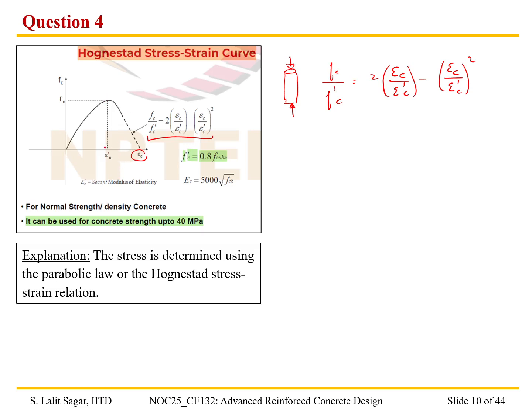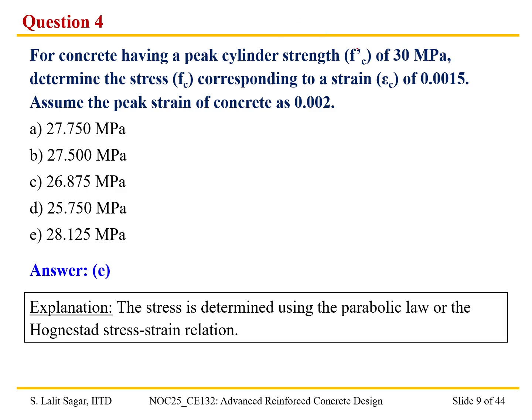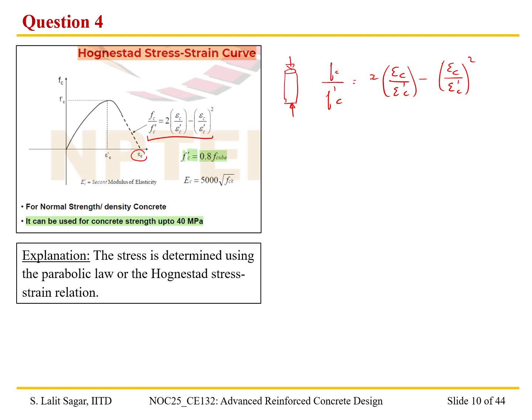So for this particular problem we have f'c as 30 MPa and epsilon'c as 0.002. We need to determine the fc corresponding to epsilon c of 0.0015. Quite straightforward. So let us start writing the values given to us. f'c is 30 MPa, then the strain corresponding to the peak stress, that is epsilon'c, is 0.002.